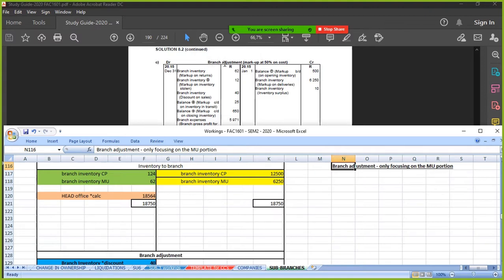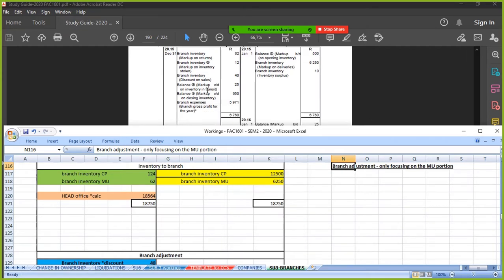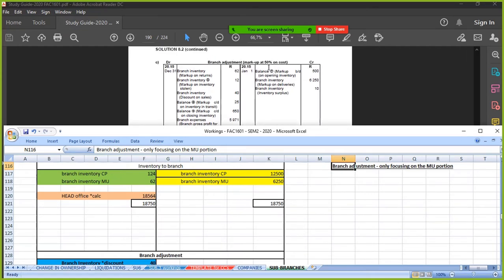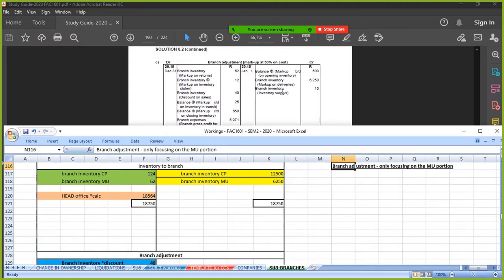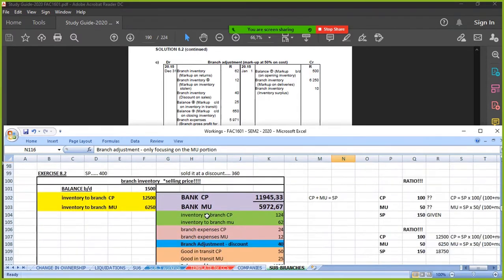So they've chosen to show all the markup amounts as part of a separate calculation in the branch adjustment account, because this account is now showing all the markup, and that's it. They're not showing anything else. I find that strange, because they said this is looking at selling price. If it's selling price, you would have to show the cost and the markup.